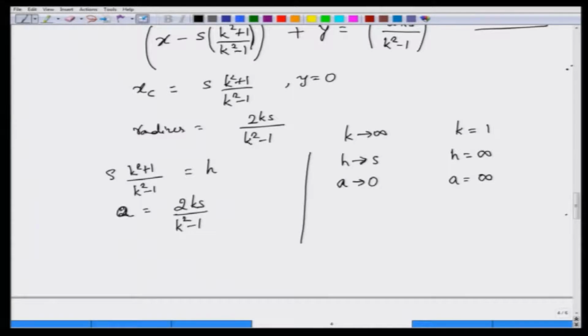Now, what would be the relationship between h and a? Whether h approaches infinity faster or a approaches infinity faster? In other words, what happens to the ratio h by a, whether it would be greater than 1 or less than 1. You can show that when you calculate h by a, this is equal to (k² + 1)/2ks, right, and at k equal to 1, you can see that the ratio h by a would actually be greater than 1, right. So, the ratio h by a will be greater than 1.